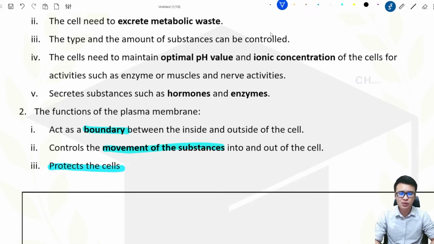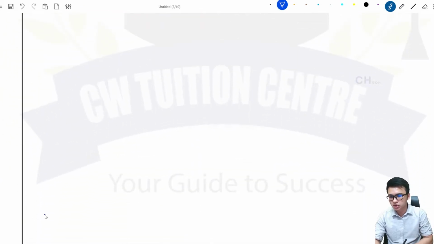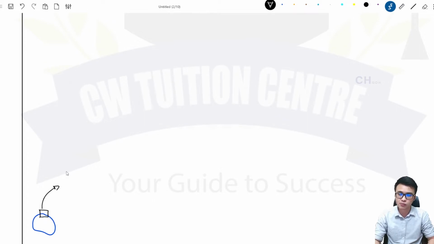Now, how exactly does the plasma membrane look like? Is it just like a line? In this chapter, we're going to find out how the plasma membrane looks like, and we're going to zoom into the plasma membrane. So let's say this is the cell. We're going to zoom into this plasma membrane and see what is inside of it.